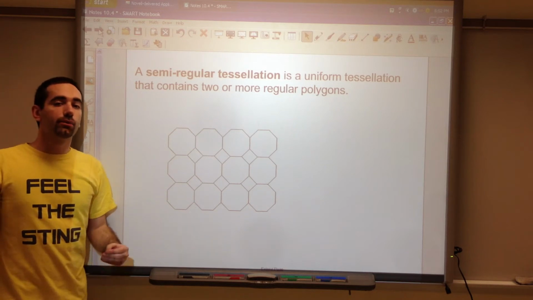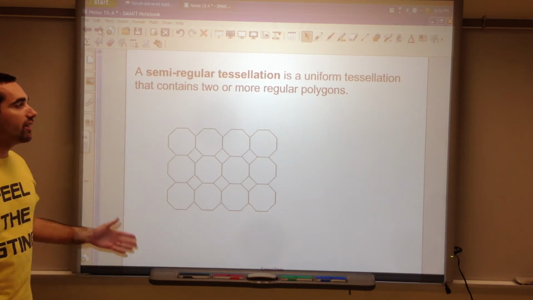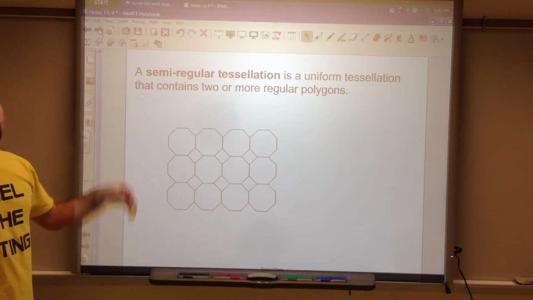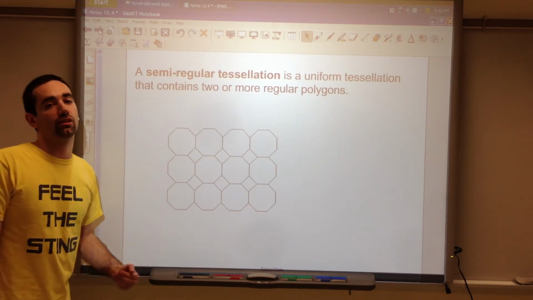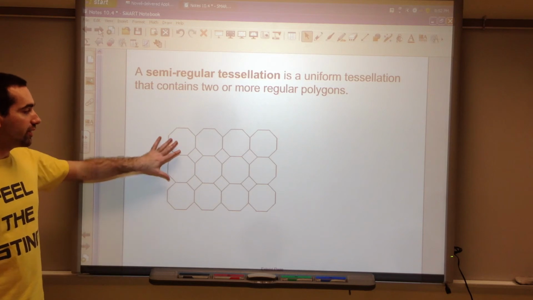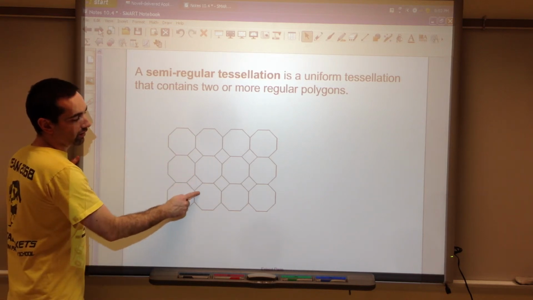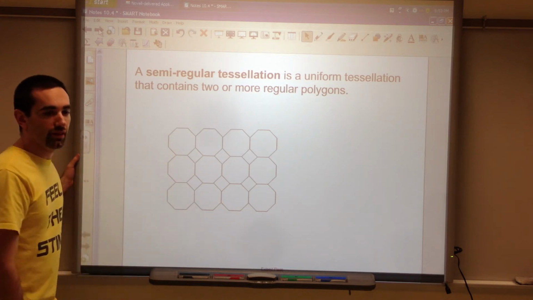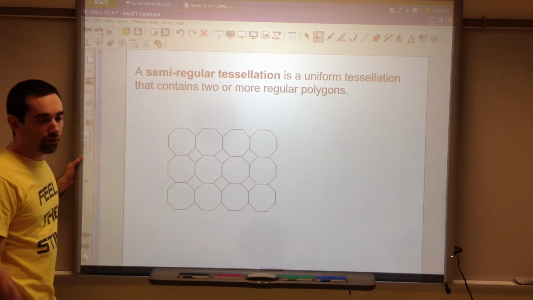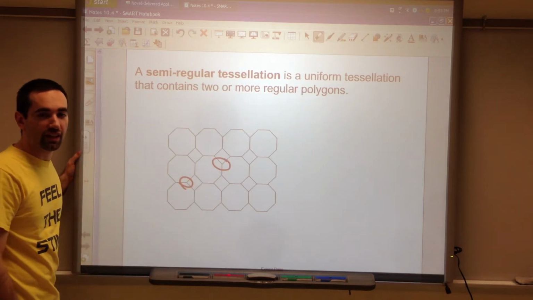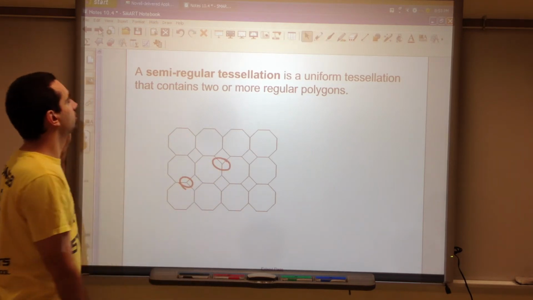A semi-regular tessellation is a uniform tessellation that contains 2 or more regular polygons. So here, I have octagons and quadrilaterals. Again, it's uniform because look at the angles. It's always the same at each vertex.